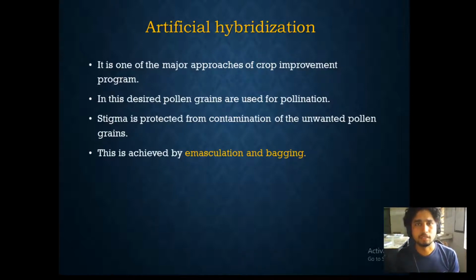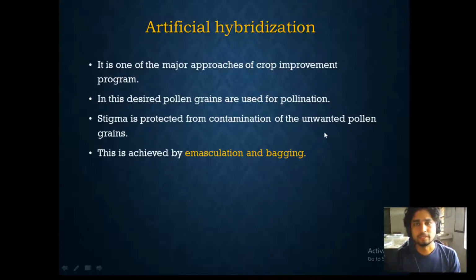Likewise, it can be fruit shape, fruit color, even fruit sweetness, or number of flowers. Any character can be a desired character based on the approach. So some desired characters present in the male and female plants are selected, and those desired characters are brought together through this pollination approach. So this is the artificial hybridization. Desired pollen grains are taken up for this pollination.